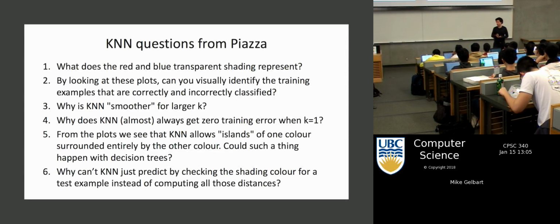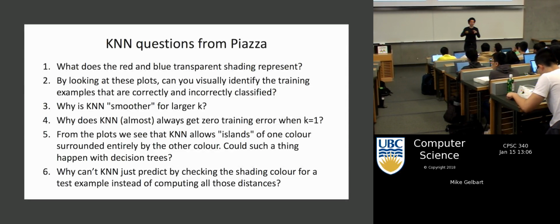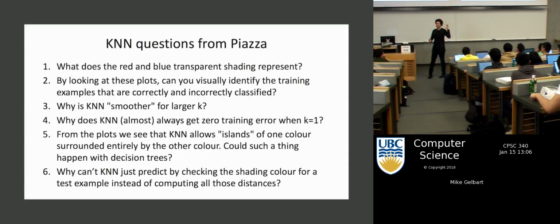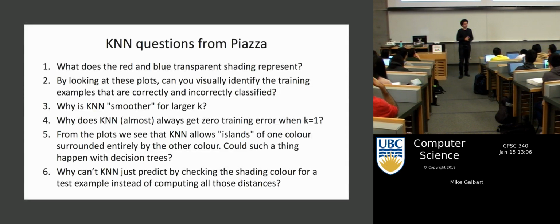I wrote almost for the same reason that a full depth decision tree almost always gets 0 training error, which is that if you have 2 examples with the exact same features and a different label, then you could make an error on this. Say you had 3 examples with the exact same location and 2 were of one class and 1 was of the other class. Then the minority class one, well, who knows? I guess it depends on how you break ties in your KNN code. So any questions about that?